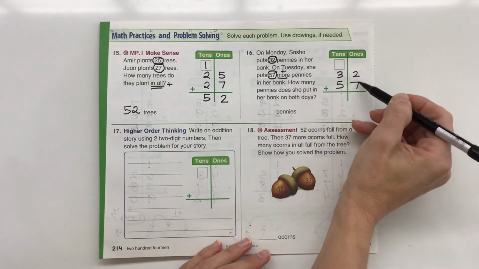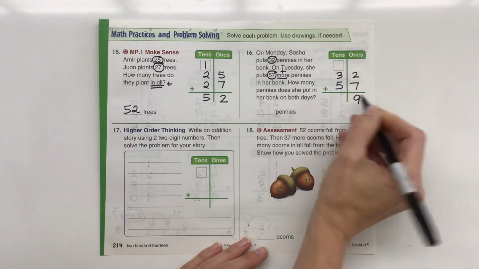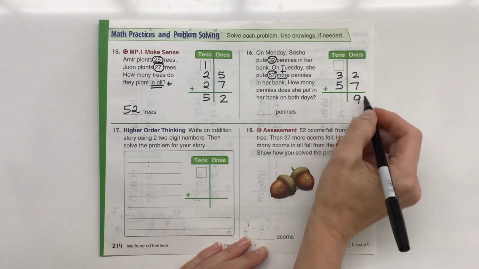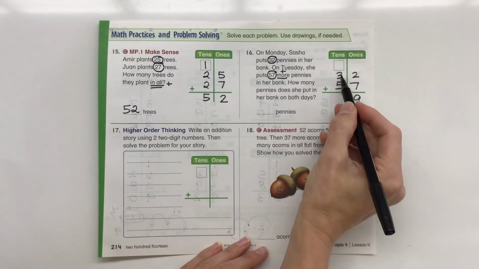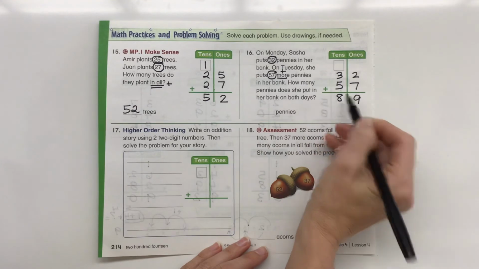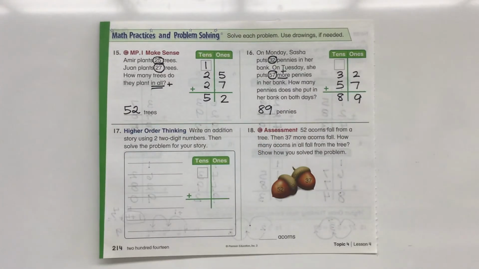So 2 plus 7. What is 2 plus 7? Excellent. It's 9. Do we need to regroup? Nope, it's only 1 digit. It's not 2 digits in there, so we can leave it. We don't have to regroup. And 3 plus 5 equals what? 8. Excellent. So we have a total of 89 pennies she put in her bank on both days.